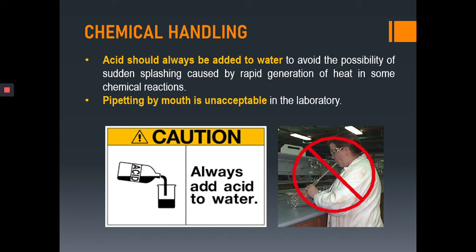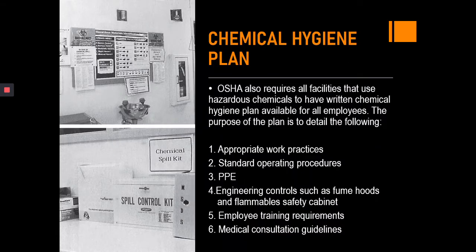So you don't have any reason to use your mouth when transferring the sample to your containers. Then we have the chemical hygiene plan. So we still have OSHA. OSHA also requires all facilities that use hazardous chemicals to have a written chemical hygiene plan. Okay, so what can we see in the chemical hygiene plan? We can see the appropriate work practices, standard operating procedures, proper wearing of our personal protective equipment, engineering controls such as fume hoods and flammable safety cabinet, employee training requirements, and medical consultation guidelines.